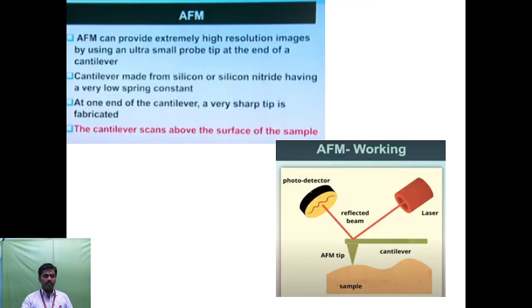AFM can provide extremely high resolution images by using an ultra small probe tip at the end of the cantilever. The cantilever is made of silicon or silicon nitride and has a very low spring constant. At one end of the cantilever, a very sharp tip is fabricated. The cantilever scans above the surface of the sample.